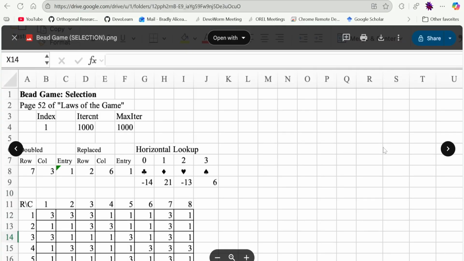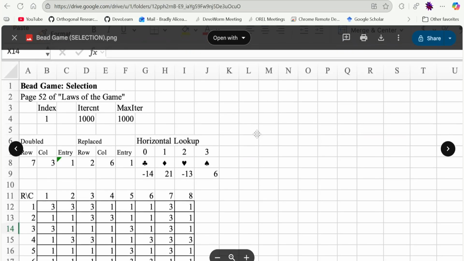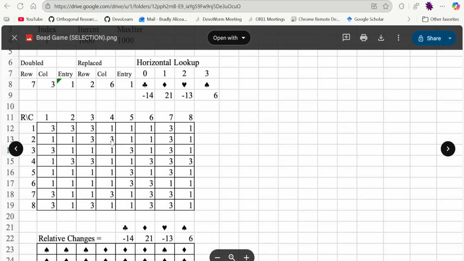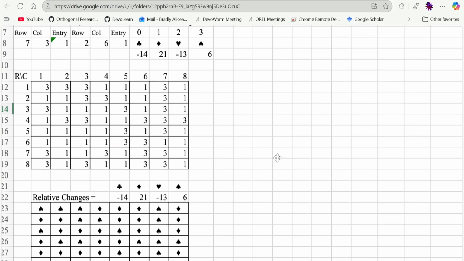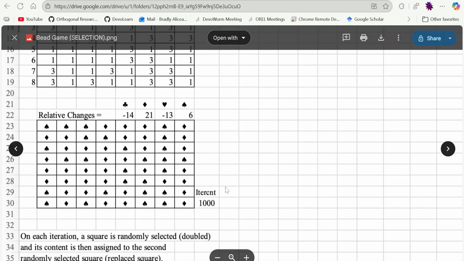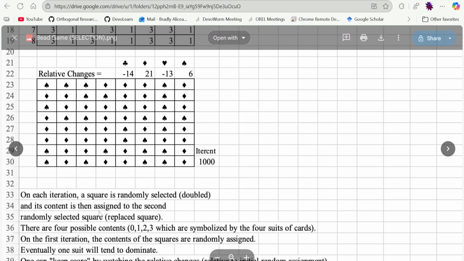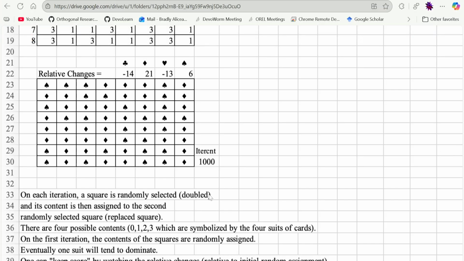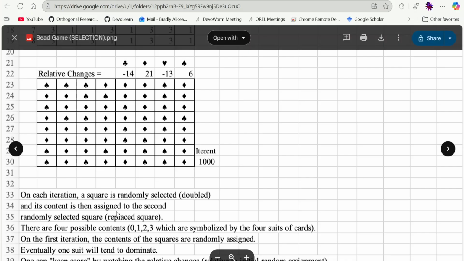So this is selection. So this is where we have our 1,000 iterations of this game. We have this lookup table where we have this set of 1s and 3s. And so this is an 8 by 8 matrix. And then now we have our relative changes here over 1,000 iterations. So in this game, on each iteration, a square is randomly selected. The value is doubled, and its content is then assigned to the second randomly selected square.